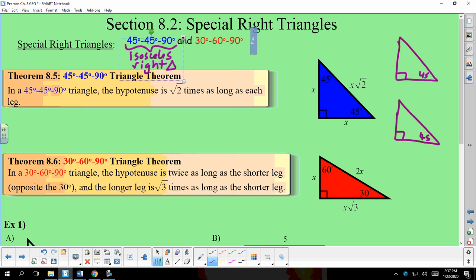If I know the length of one of the legs, I can easily find the length of the other leg, because if it's isosceles, those have to be congruent. So if this is 8, this has to be 8 as well. I'm just plugging in for x. If I know x is 8, that's 8 as well. The hypotenuse is just 8 times the square root of 2.